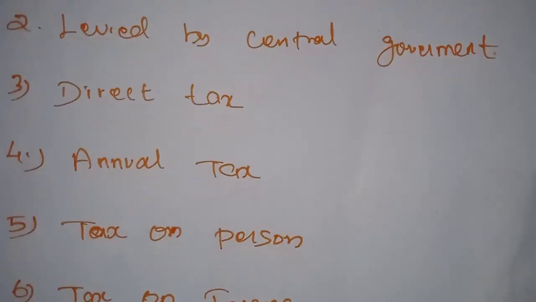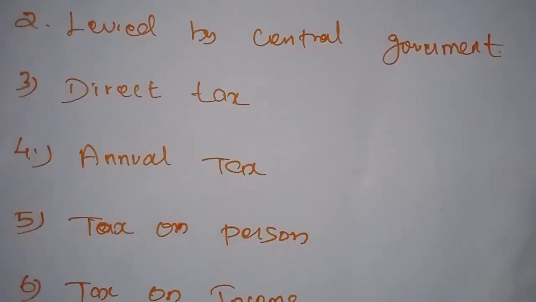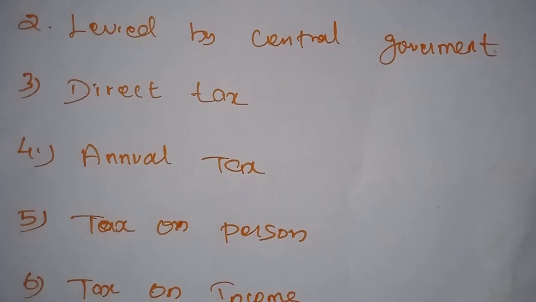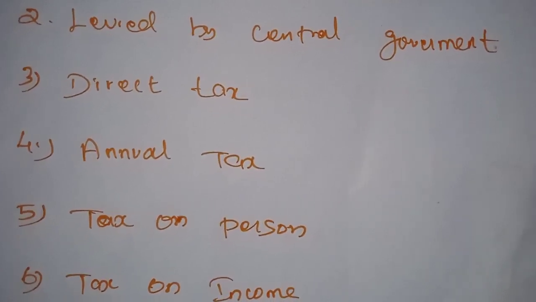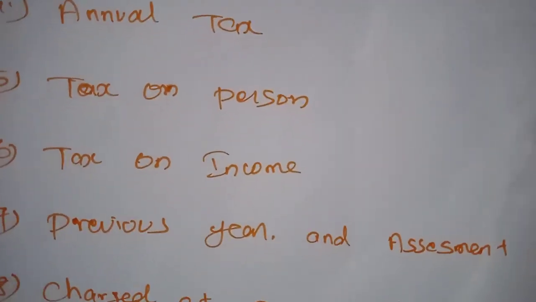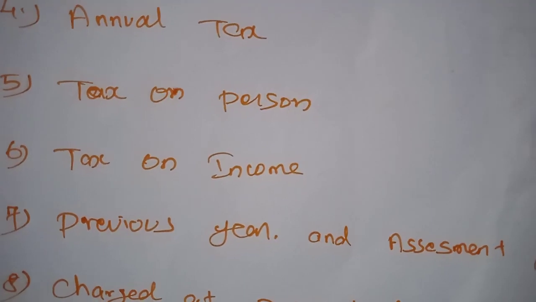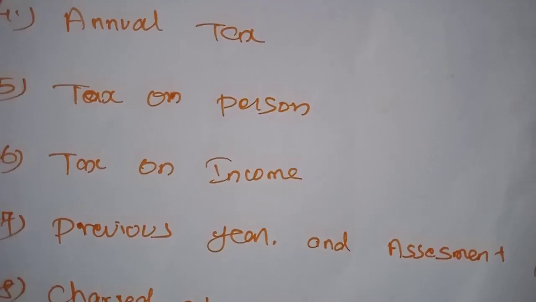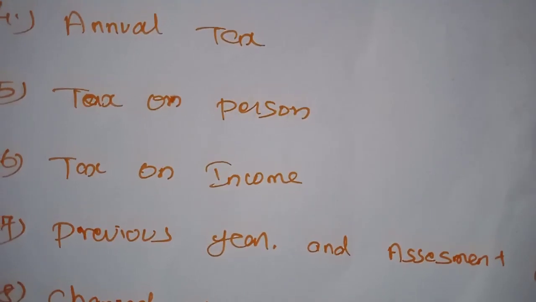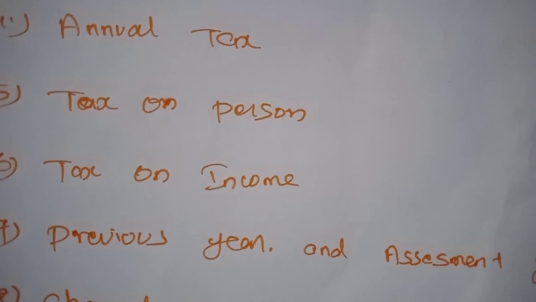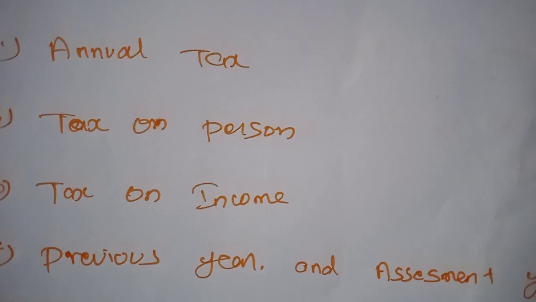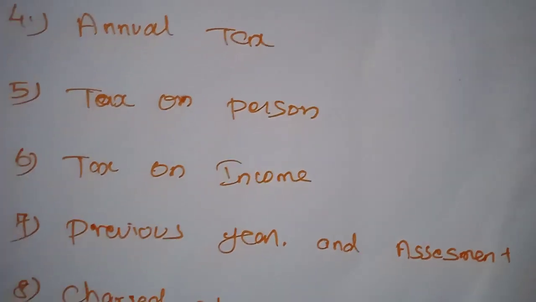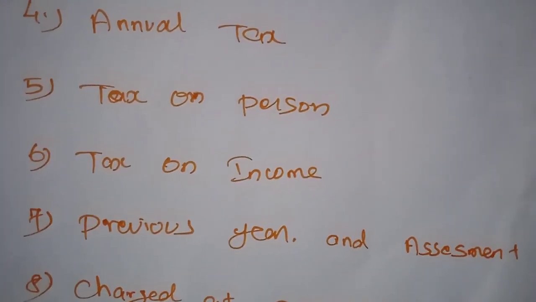Next, annual tax. So income tax is an annual tax because it is the income of a particular year which is chargeable to tax. Next, tax on person. So it is a tax on income earned by a person. The term person has been defined under the Income Tax Act. It includes individual, Hindu undivided family, firm, or maybe company.